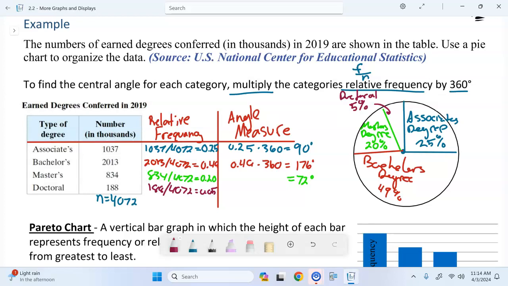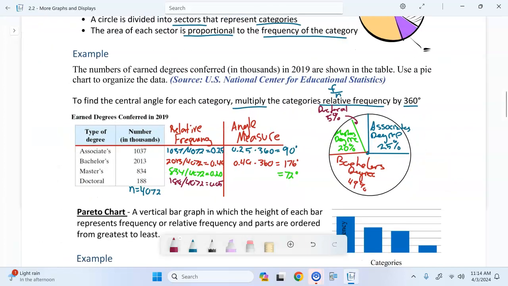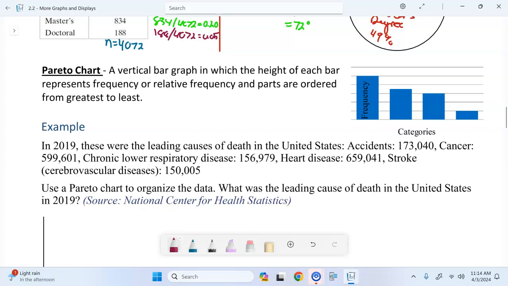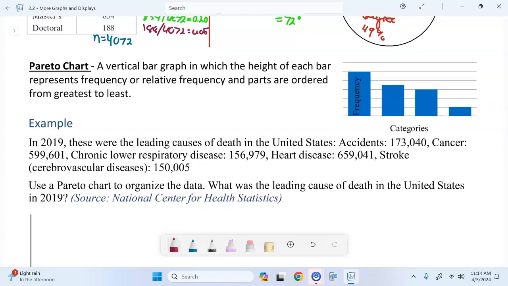Pie charts, super common. We'll see them all the time. Pareto charts are nice because sometimes people like bars. They like to kind of see that relative height difference. The difference between a Pareto chart and a frequency distribution is that the categories are listed in order from greatest to least. They're always going to be listed in order from greatest to least because we don't have a number line, so we don't have to put it in numerical order. We're dealing with qualitative data.